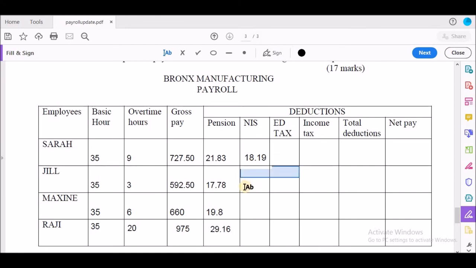Alright. Then for Jill, it's going to be 2.5 times 592.5. And that's going to be $14.81. Okay, there it is. Alright, so for Maxine, it's going to be 2.5% of 660, and that is going to give you $16.50.